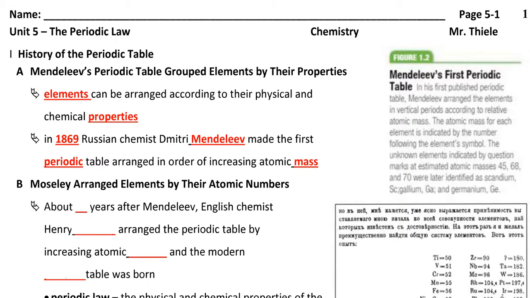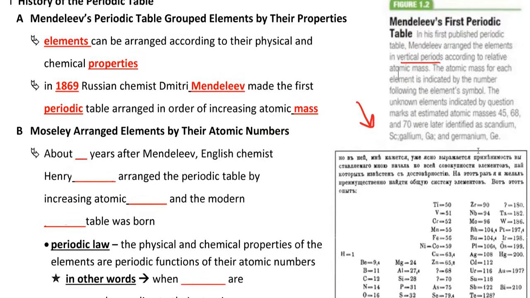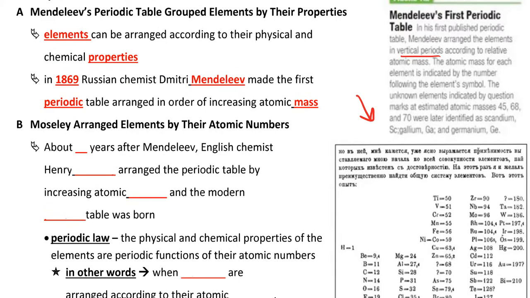Over here on the right side, you can see a reproduction of Mendeleev's first periodic table, which, as it says, was arranged into vertical periods, not horizontal periods like we have today, according to relative atomic mass. That's the first functional, useful periodic table. It was the best we could do at the time, because we did not have a way of measuring protons. In fact, protons had not yet even been discovered. It was not for another 30 or 40 years that protons were discovered.